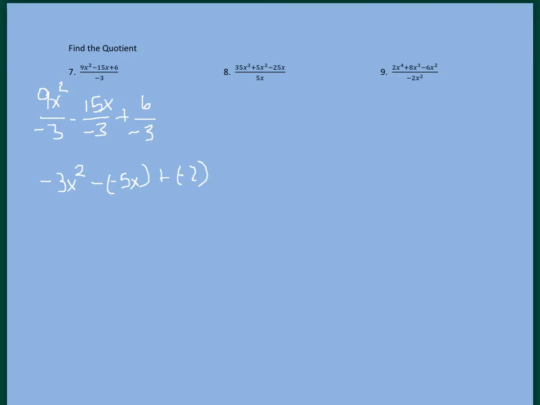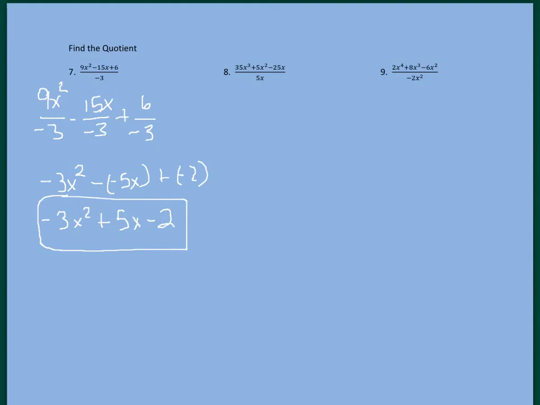Now, simplify this. So you still have negative 3x squared. Well, what's a negative times a negative? Positive, so plus 5x. Positive times a negative, negative minus 2. All final answers should be written in standard form as well. Okay?